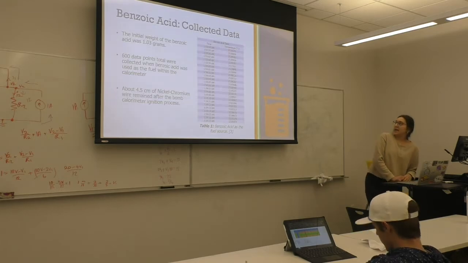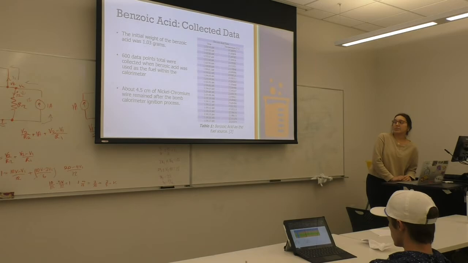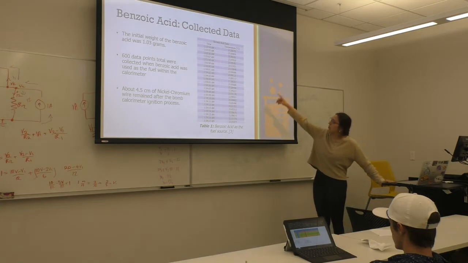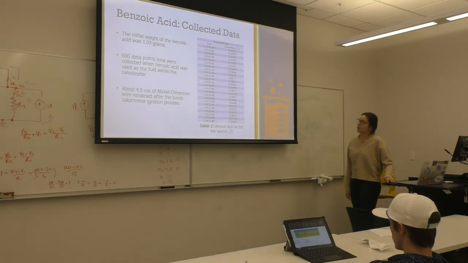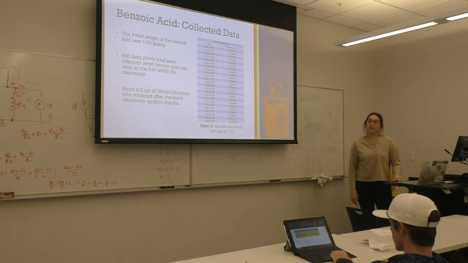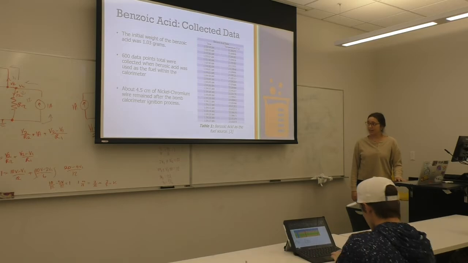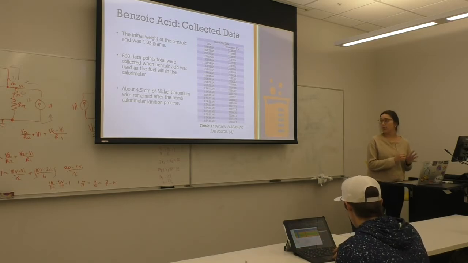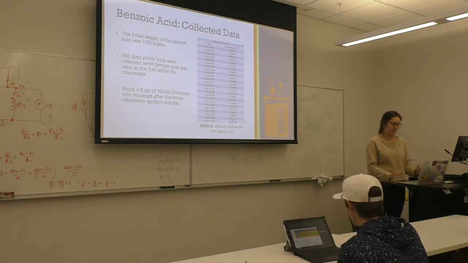Here is the data that we collected. There were 600 data points total that were collected, but only some of them are shown here. This is the temperature of the water that changed over time as the sample, which was the benzoic acid, was heated within the bomb. The initial weight that we started out with was 1.03 grams, and the nickel chromium wire that was placed within the bomb was about 4.5 centimeters in length after the ignition process, and it started out as 10 centimeters.